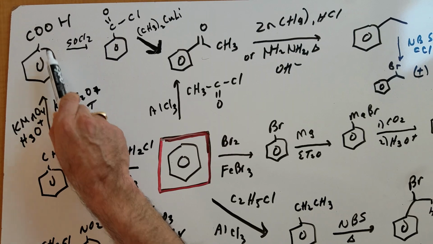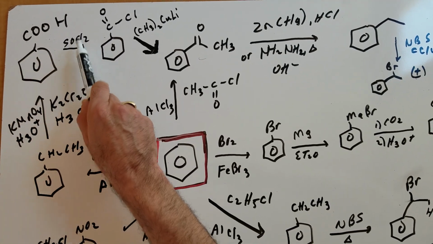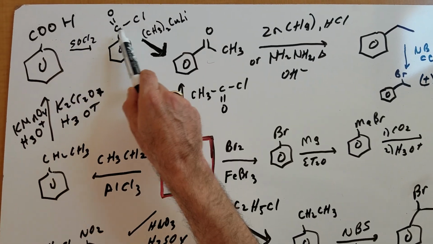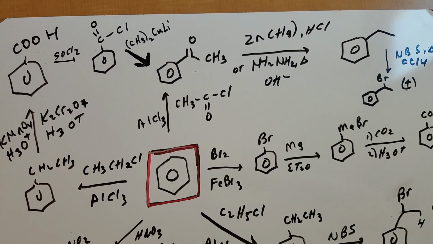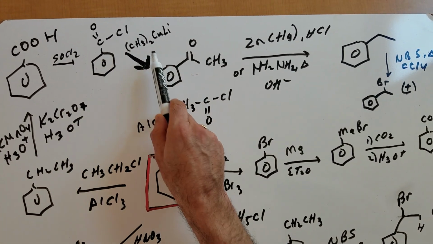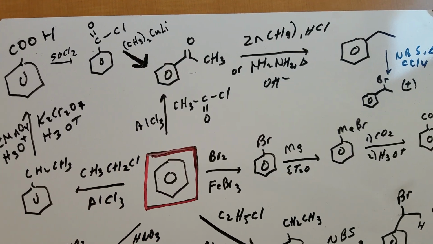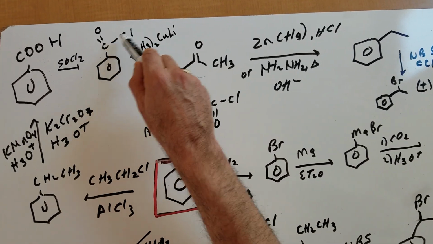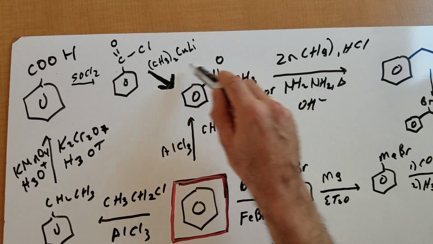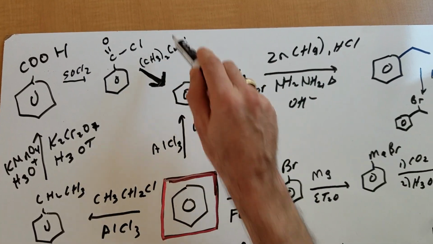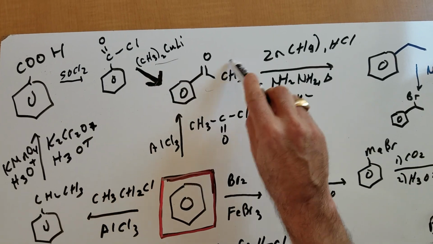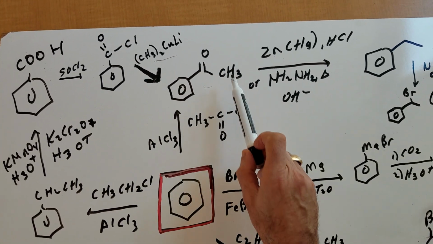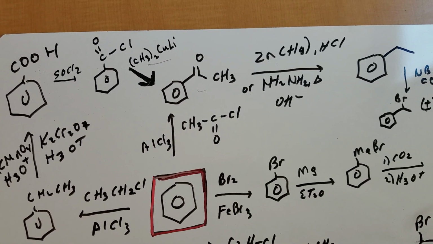And then I take the carboxylic acid, SOCl2, and what I do with SOCl2 is replace the OH and make it into an acyl chloride. And then finally, I do what's called the Corey-House reaction. I can replace the chlorine with a methyl group from the dialkyl lithium cuprate, known as the Corey-House reagent, and I get the compound acetophenone.